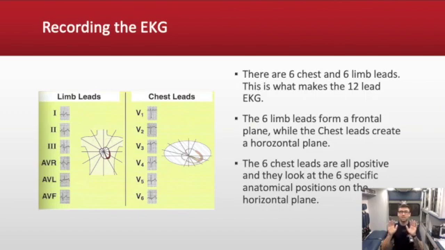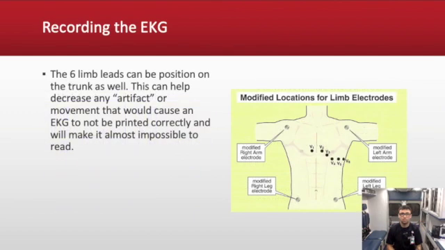So if you think about a camera, I'm looking directly at the heart with my 6 chest leads. If I'm looking at the limb leads, I'm looking at it kind of from a backwards perspective, looking at how the electricity is moving through. The 6 limb leads can be positioned on the trunk as well. This can help decrease any artifact.